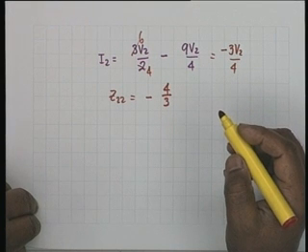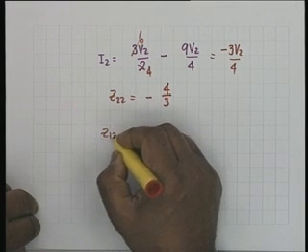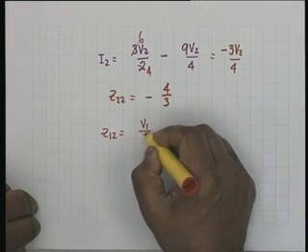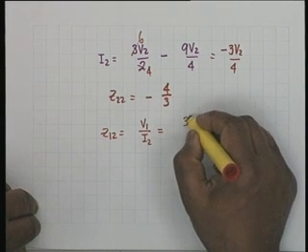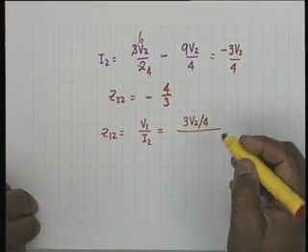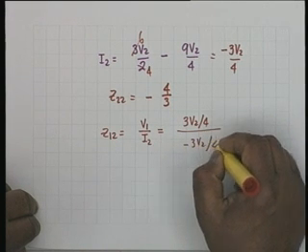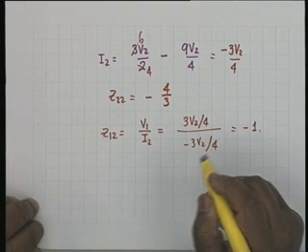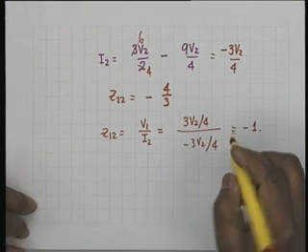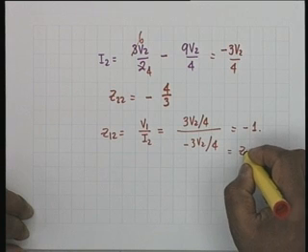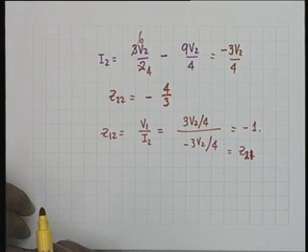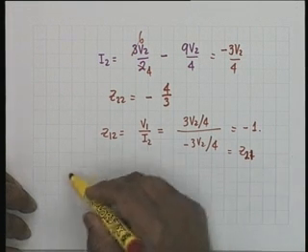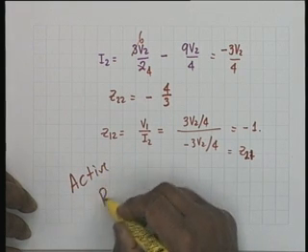Alright, this is also negative. Finally, Z12, which is equal to V1 by I2. V1 is 3V2 by 4 and I2 is minus 3V2 by 4. So, this is equal to minus 1. What was Z21? Also minus 1. Therefore, even though control sources occur, the circuit is reciprocal, but not passive. It is active and reciprocal.